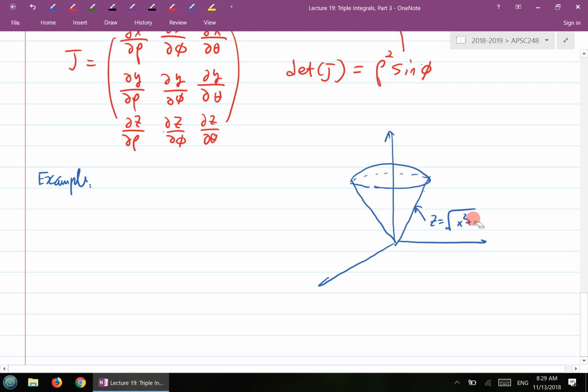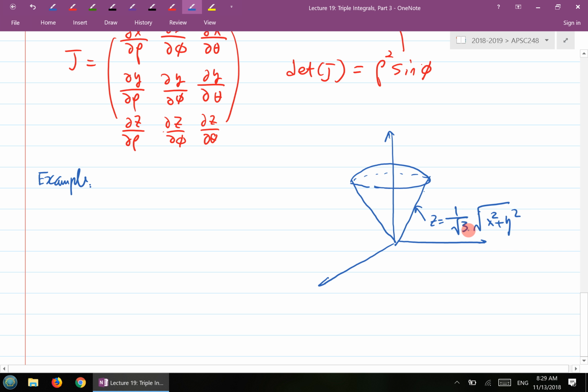Actually, sorry, this is 1 over root 3 times root x squared plus y squared. So it's a little bit of a wider cone right here. The previous cone we have talked about has no 1 over root 3 right here, so I put a 1 over root 3.